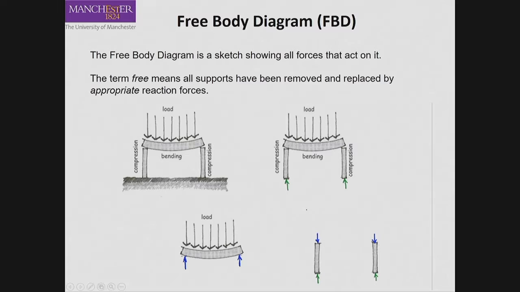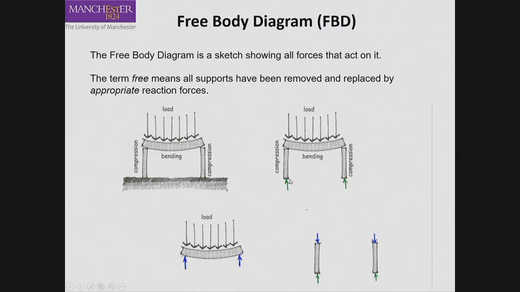So to give an example, which is from the introduction slides, imagine you have got two columns supporting a beam, like a Stonehenge type of structure. And then there are some loads onto the beam, on top of it. Now, if you want to analyze the whole system here, including the beam and the two columns, then your free body diagram would look something like this. So you draw the beam, you draw the columns, and then what you are removing here is the ground. So replace the representation of the ground by a suitable reaction force.